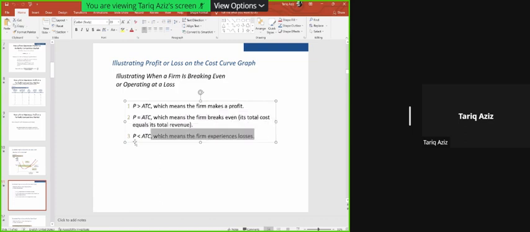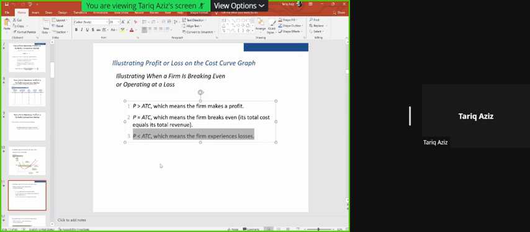The third situation is the situation in which the firm is not able to produce at a cost which is lower than the price. Actually, the cost of production per unit is higher than the price that is prevailing in the market. In that case, the firm will experience losses.